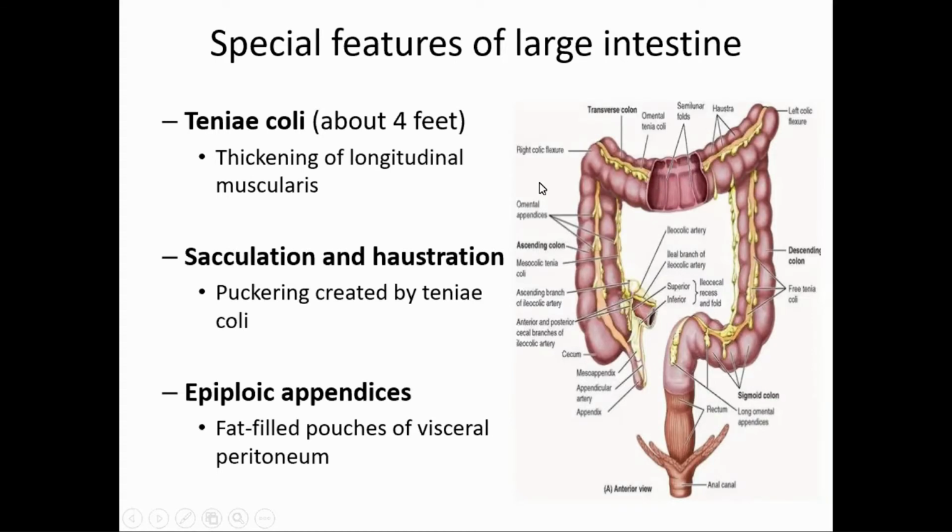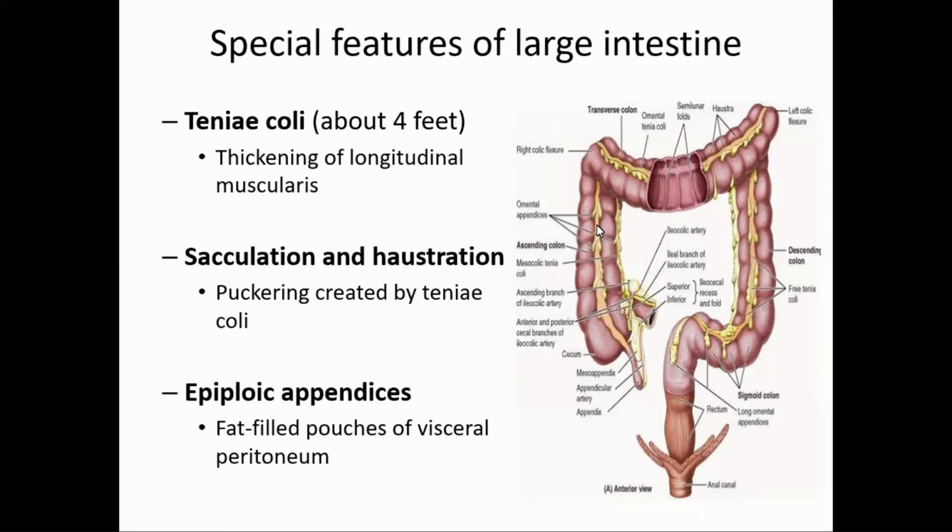The length of the Taenia coli is about 4 feet. See here, in the large intestine, the longitudinal layer of the muscles becomes thickened to form the Taenia coli. The length of the Taenia coli is about 4 feet, which is less than the length of the circular layer of the muscle.